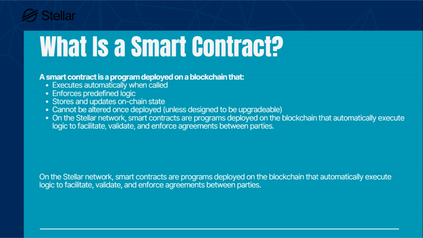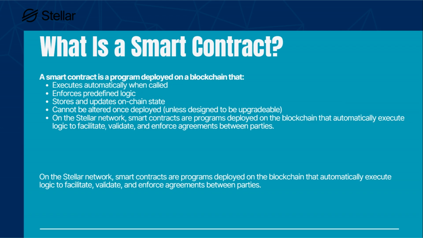First, automatic execution. When you call a smart contract, it runs automatically. There's no delay, no manual approval process. The code executes immediately based on the conditions you've programmed.